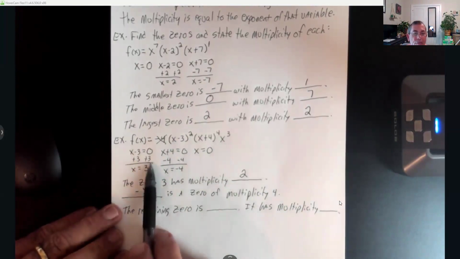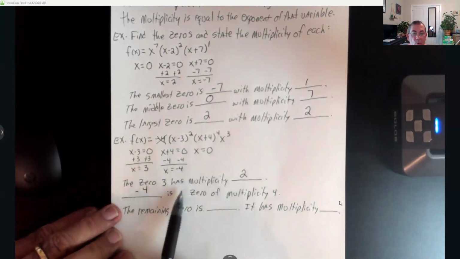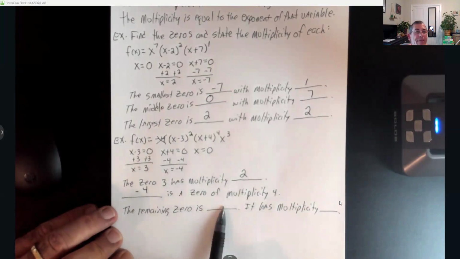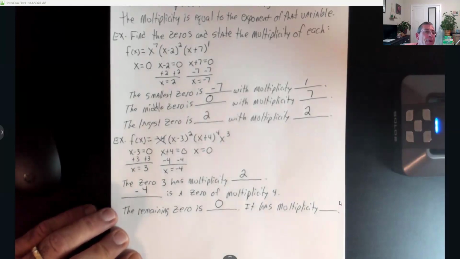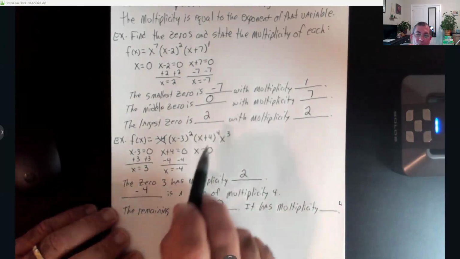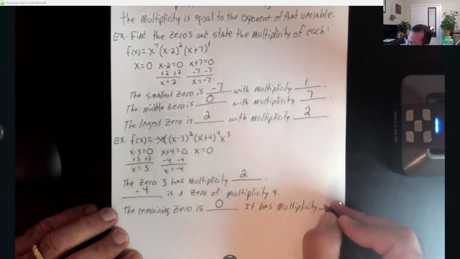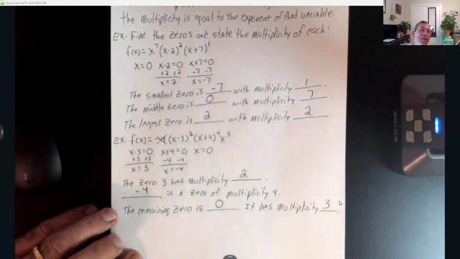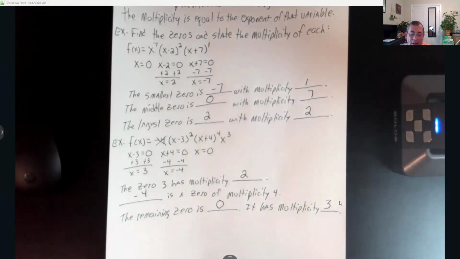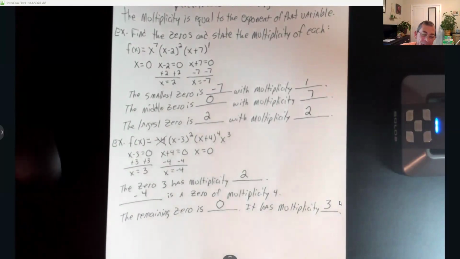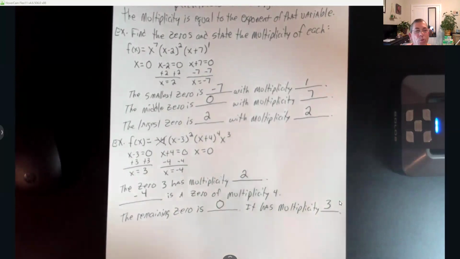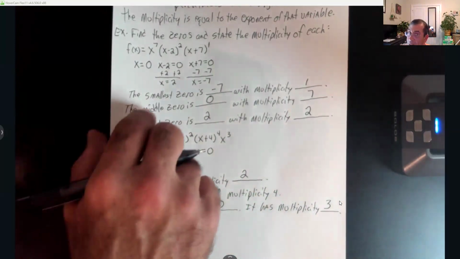And see, y'all done taken care of the 3 right here and the negative 4 right here. So what's left? What is my last 0? So it is 0. Good job. Oh, you got a question mark there. You don't need that question mark because that thing had a multiplicity of 3. Good job, Eva. So that's the trick on that one, okay? But y'all remember, those ones were already factored for us, okay?